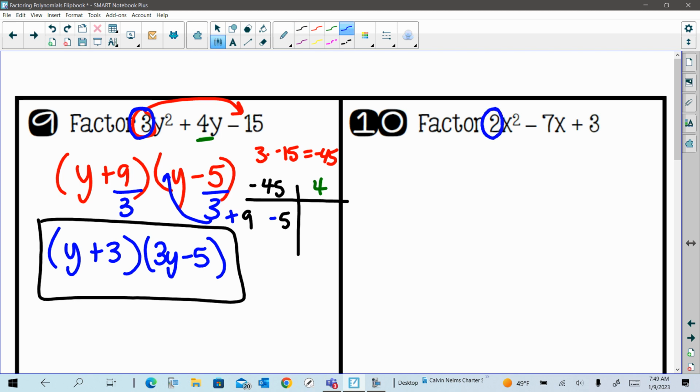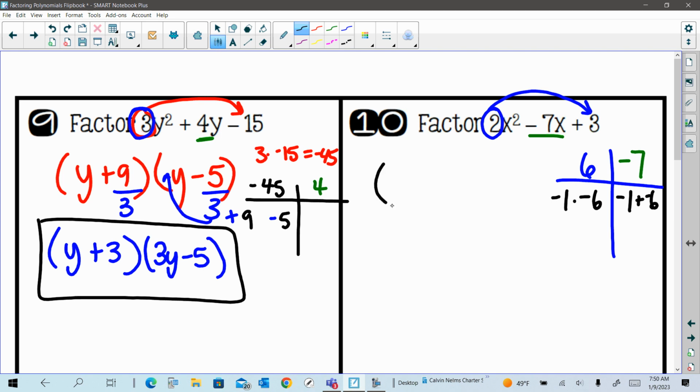So take your coefficient, slip it down to the back, and multiply. So 2 times 3 now gives you 6. You want factors of 6 that have a sum of a negative 7. This would be negative 1 times negative 6, because the negative 1 plus a negative 6 still gives me negative 7. So x minus 1 and x minus 6. And then we're going to divide each number by 2.